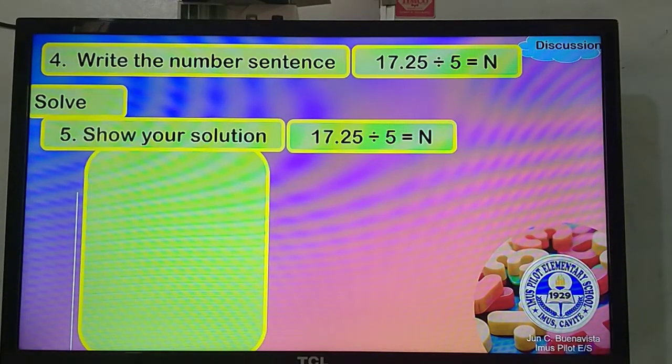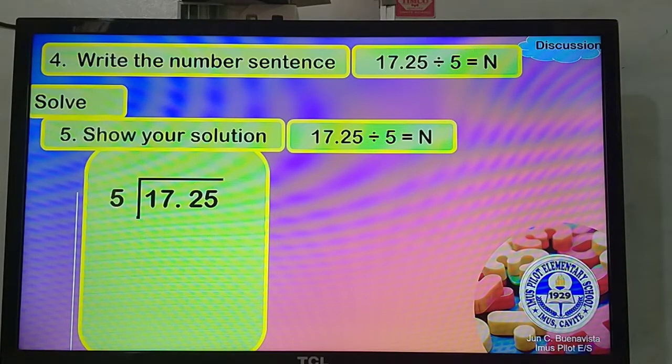So now, first we are going to rewrite our given. So, 17 and 25 hundredths divided by 5. So, parang paano tayo magsulat? Hindi yung direct na gano'n, just like stated in the number sentence.